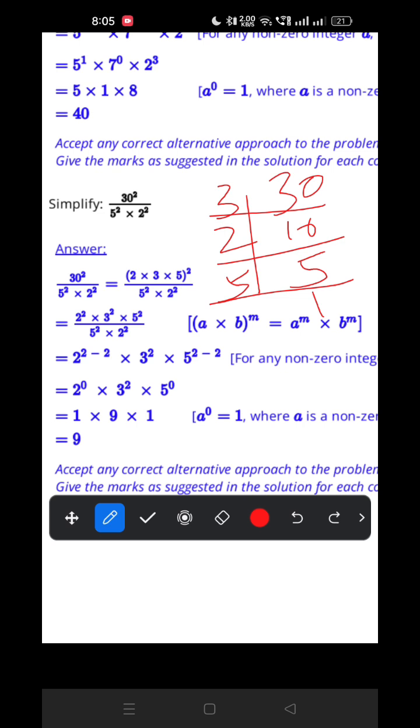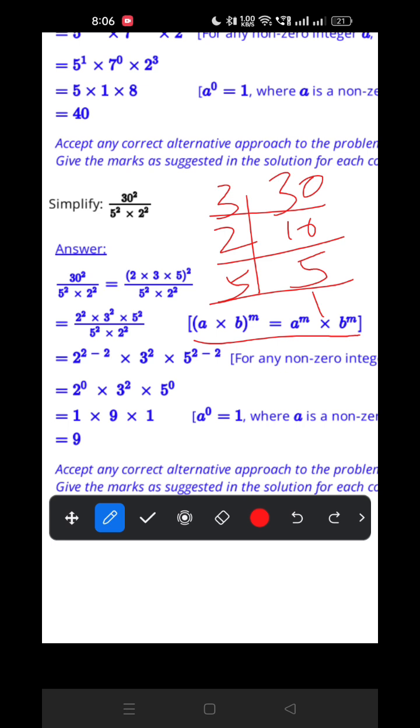Now we solve by using this indices rule: a multiplied by b, bracket raised to m, we can write as a raised to m into b raised to m. So 2 raised to square multiplied by 3 raised to square multiplied by 5 raised to square. We solve the bracket and the denominator is as it is.